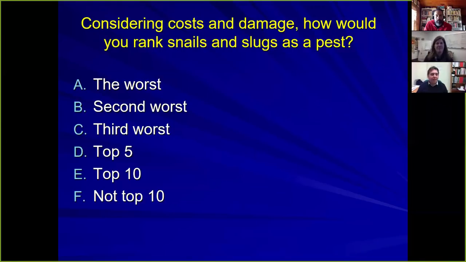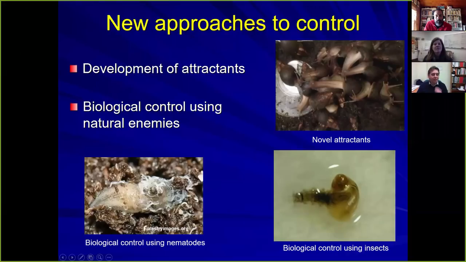Thank you, folks. So I think it's fair to say that control options for slugs and snails are very, very limited. And even those that are available tend not to be effective all of the time. So there's really a huge need for us to develop alternative ways for managing these pests in agriculture, horticulture, and home landscapes. And that's exactly why I was hired by Oregon State University last year.